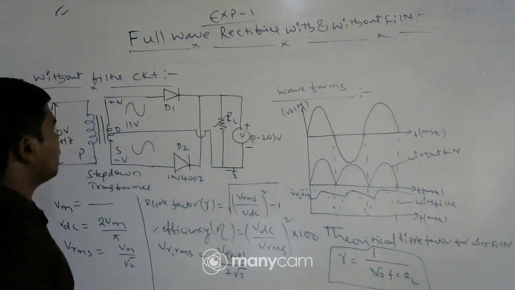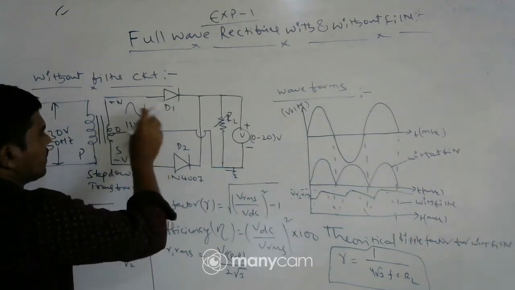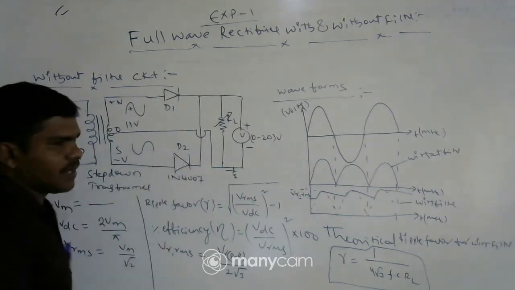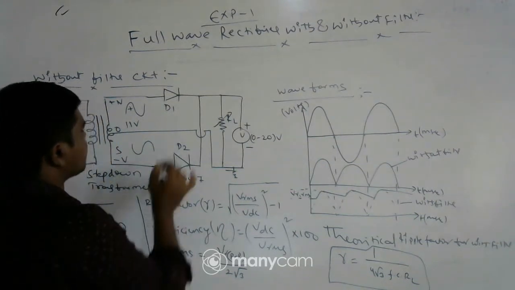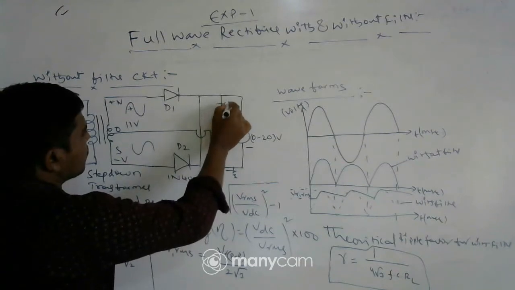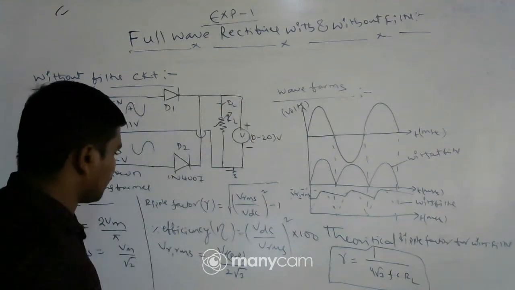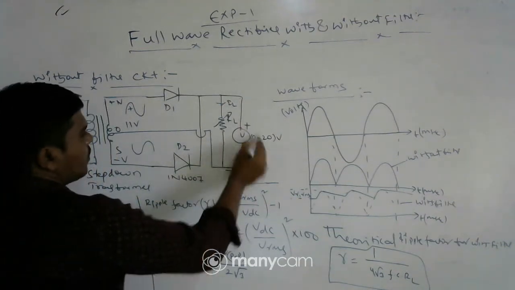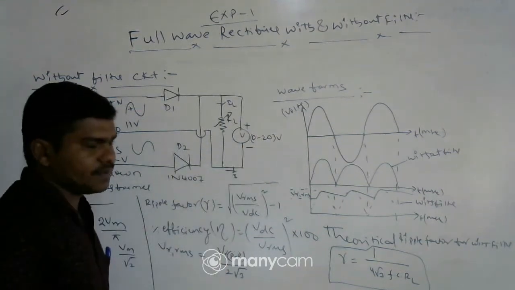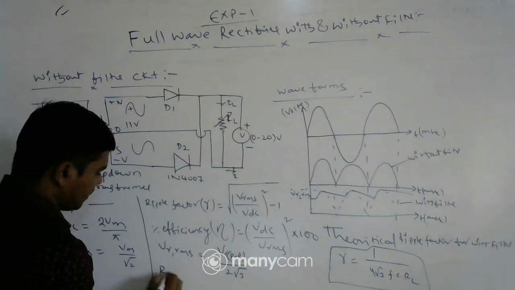Whenever we give the positive cycle, the D1 diode is forward biased and the D2 diode is reverse biased. Now this diode is conducting, and the current IL flows through the load resistor. The voltmeter we connected here is to measure the regulation.